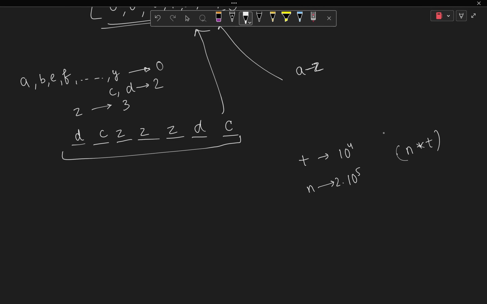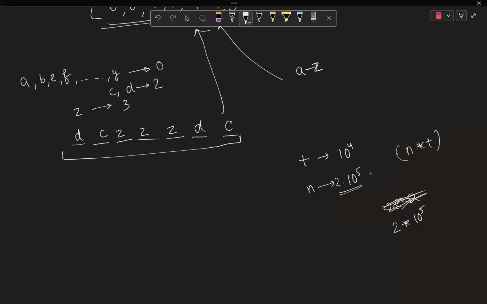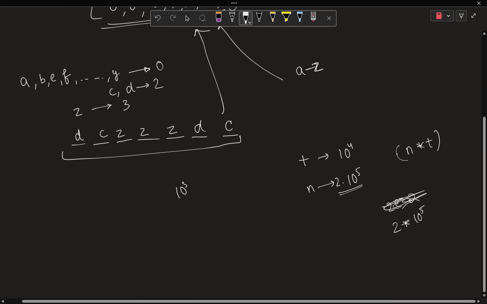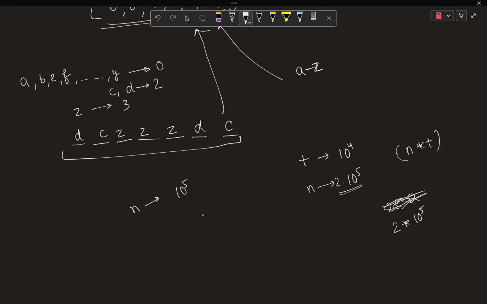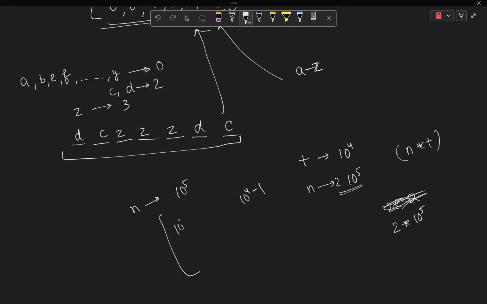But in the problem they have actually mentioned that the sum of n over all the test cases will never exceed 2 into 10 raised to the power 5. So the case of having length 2 into 10 raised to the power 5 for all the test cases will never happen. Instead, if you have n equal to 10 raised to the power 5 in the first test case, then in all the other remaining 10 raised to the power 4 minus 1 test cases, the sum of n would be just equal to 10 raised to the power 5, because the overall sum should be this.